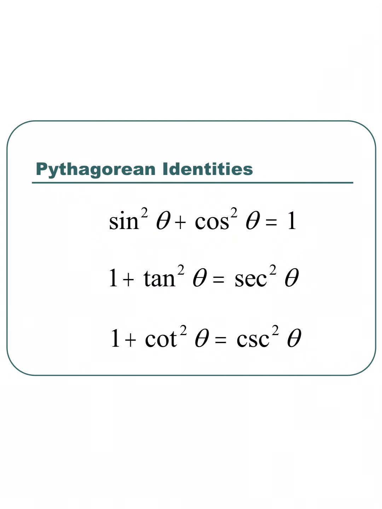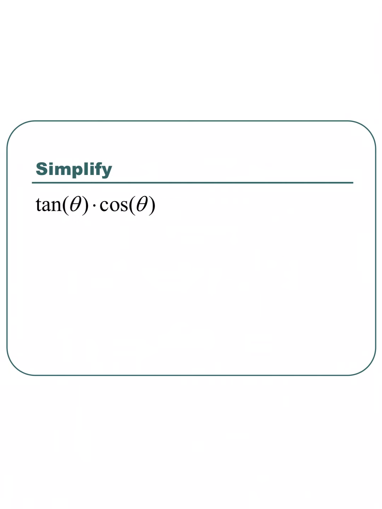One of the nice things about these identities is that anytime we see an expression or an equation with a squared trig function, we're automatically triggered to look at these three identities and maybe use them or rewrite them to help us simplify or to solve what we're working with. When we're simplifying our trig expressions, we're going to try and use our quotient identities, our reciprocal identities, or our Pythagorean identities to fully simplify the expression into a single term.